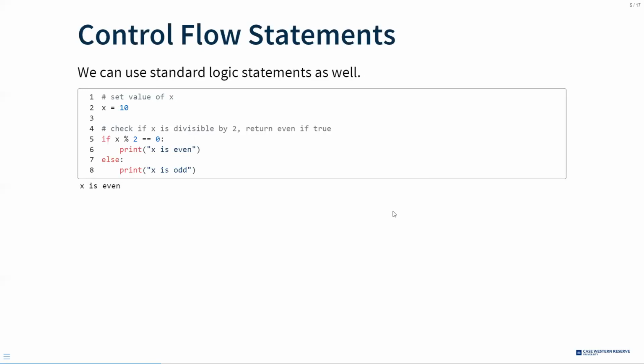In this example here, we have a simple if-else statement. In the first line, we set our variable x equal to 10. And then in the second line, we're checking if x is divisible by 2. If it is divisible by 2, we're going to print that x is even. If it's not divisible by 2, we'll print that x is odd. In this case, since x is set to 10, it is divisible by 2. And we see at the bottom that this code chunk returns x is even.